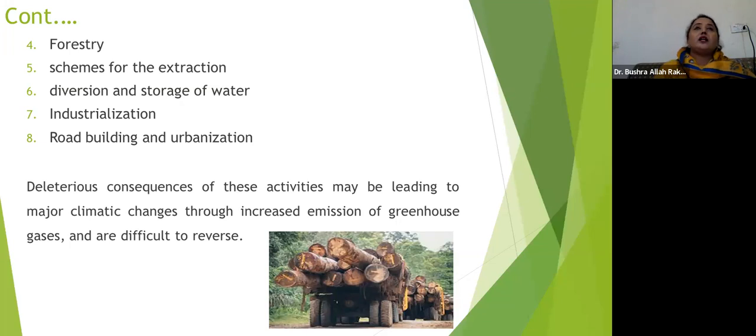And these climatic changes are not only affecting the cropping system of our Pakistan, as we all know that Pakistan is an agriculture country, and our economy depends on agriculture. But due to these climatic changes, the cropping system is badly affected. So it means that in the near future, we will face the problem of food security, one of the most important.